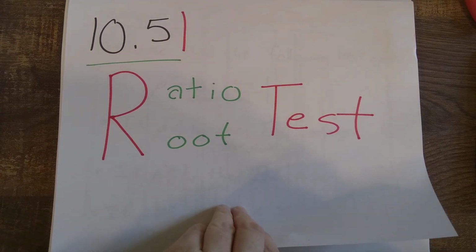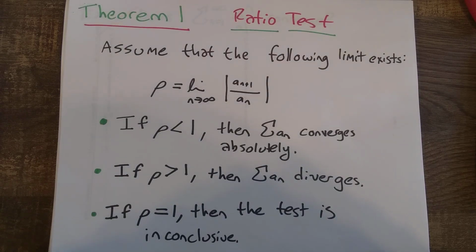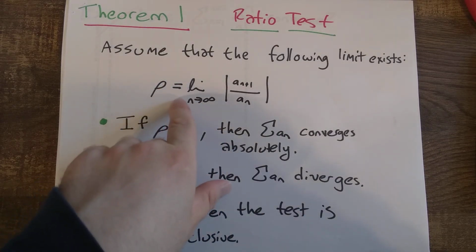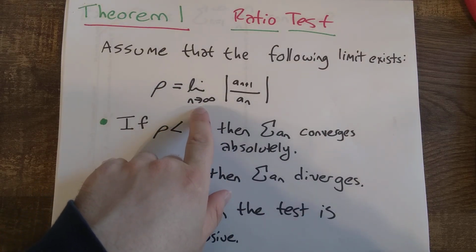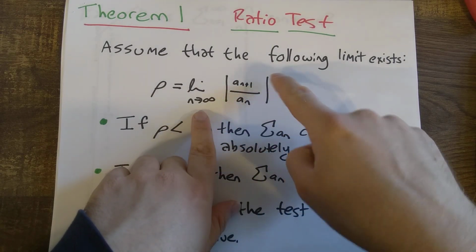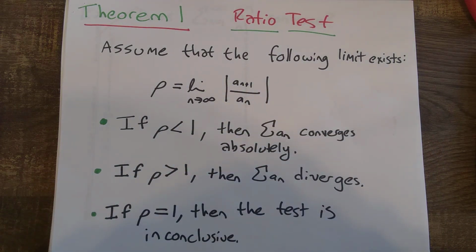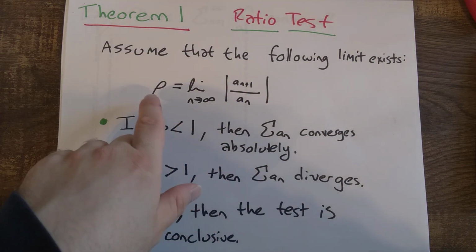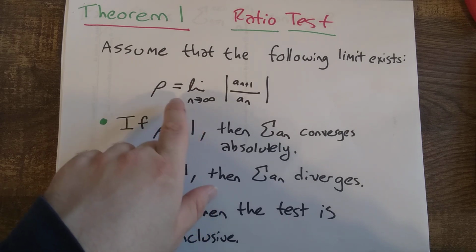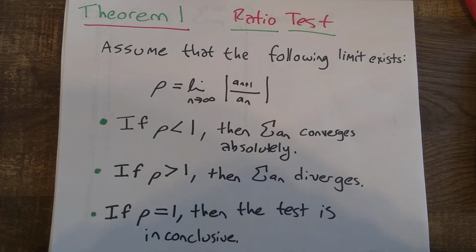So let's start off by talking about the ratio test. So here's the statement of the ratio test. We have to assume that the following limit exists: the limit as n goes to infinity of the absolute value of the ratio of a sub n plus 1 divided by a sub n. If this limit exists, we're going to call this limit rho. That's a Greek letter rho. It makes an R sound in Greek.